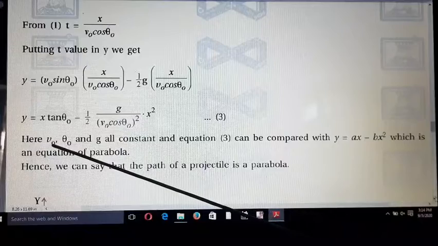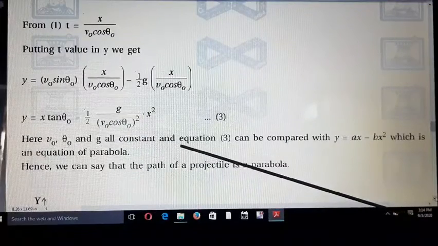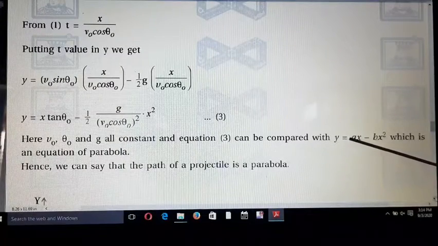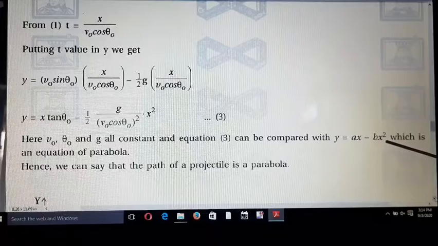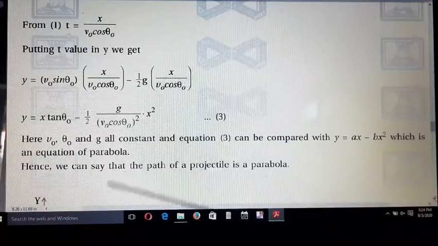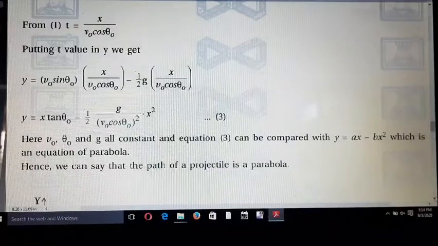Friends, here v0, theta 0 and g are all constants, and equation 3 can be compared with y is equal to a x minus b x square, which is the equation of a parabola. So we can say that the path of the projectile is a parabola.